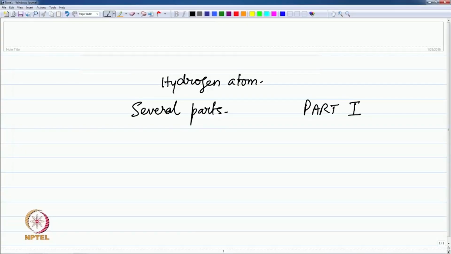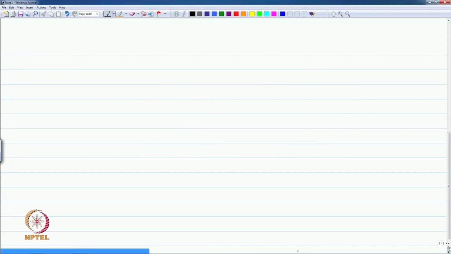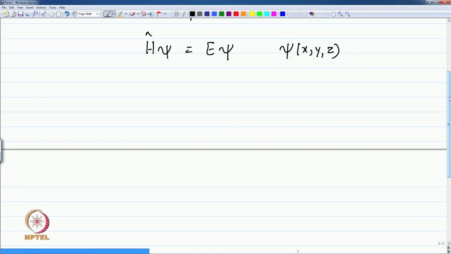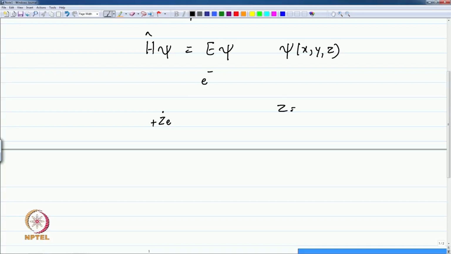So this is part 1 of the quantum mechanics of hydrogen atom, and in the solution of this equation, H psi is equal to E psi, where now psi is a function of three-dimensional Cartesian coordinates. We do use a classical starting point of the nucleus with an electron somewhere, and the nucleus having a positive charge plus Ze. Z is 1, and the electron with a minus charge, at a distance of r.